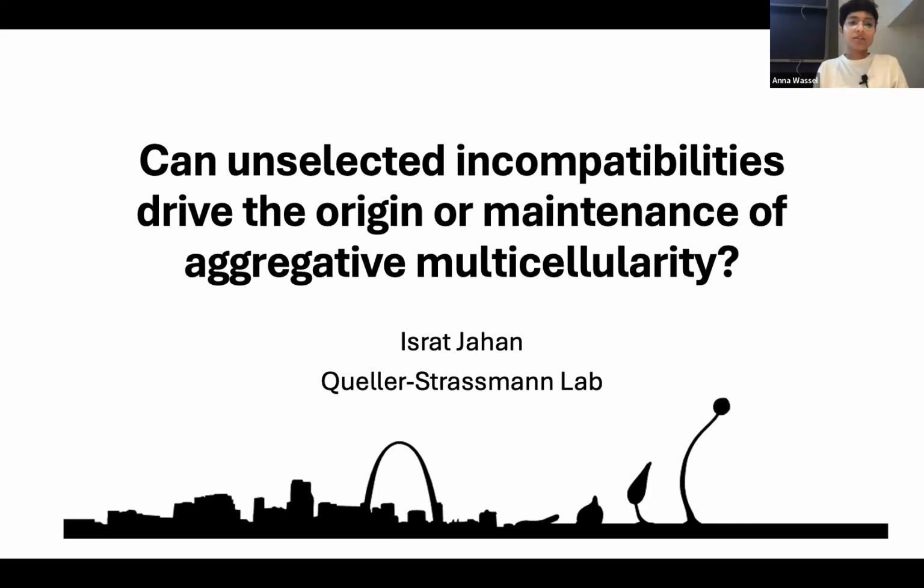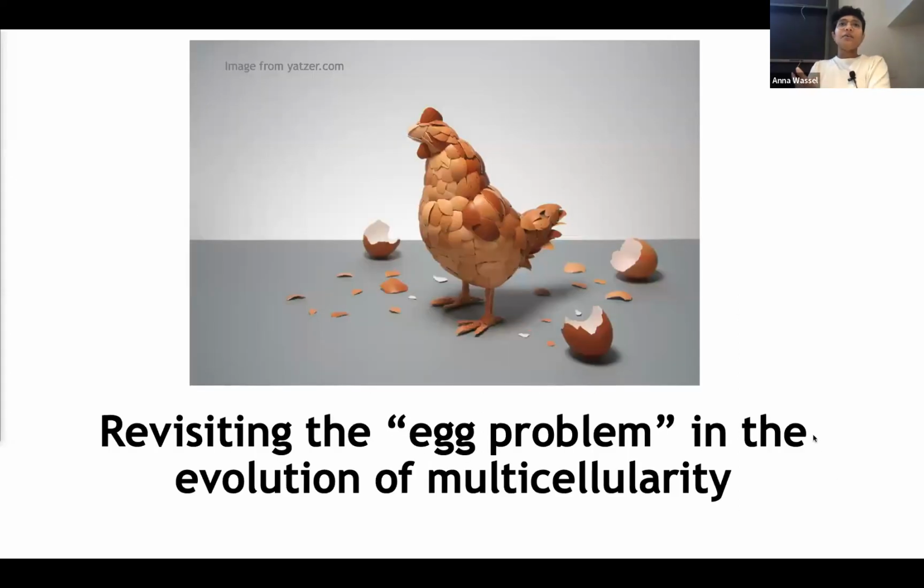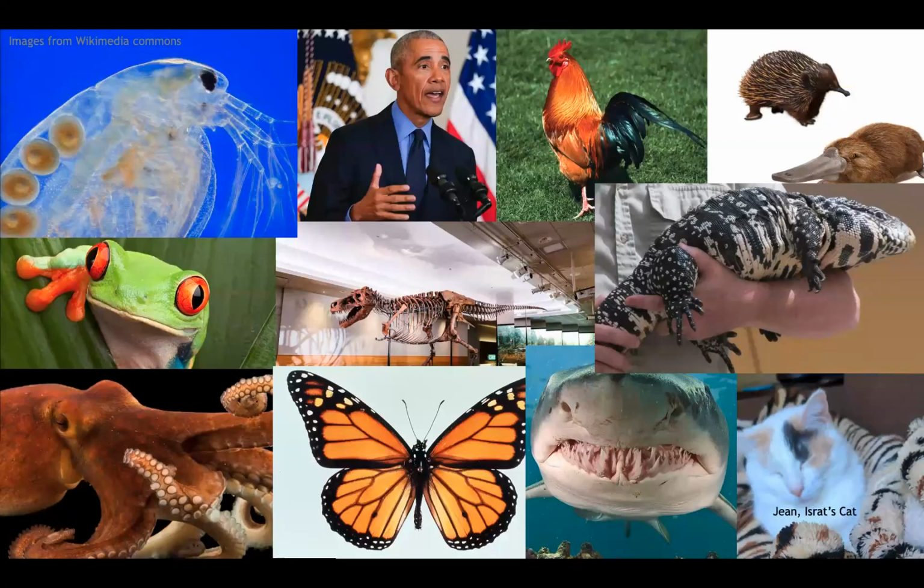The title of my talk today is this question of whether unselected incompatibilities can drive the origin or maintenance of aggregated multicellularity. And because that's a bunch of jargon, the other part is that I'm revisiting the egg problem in the evolution of multicellularity. Before I begin, I would like to ask all of you, what's common between all of these organisms?